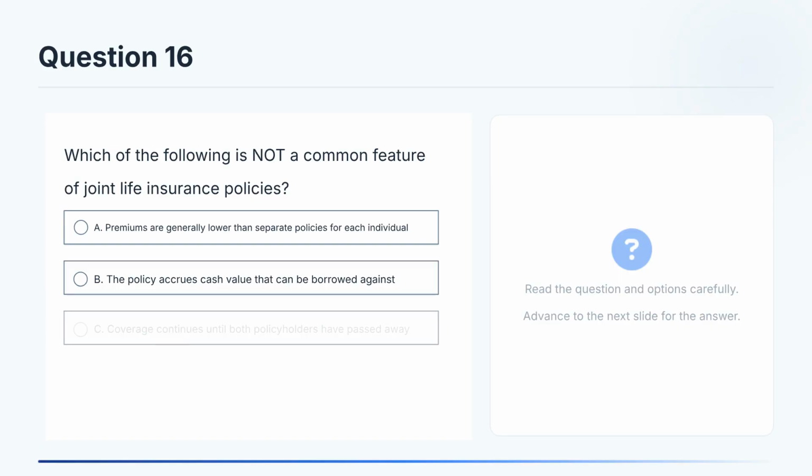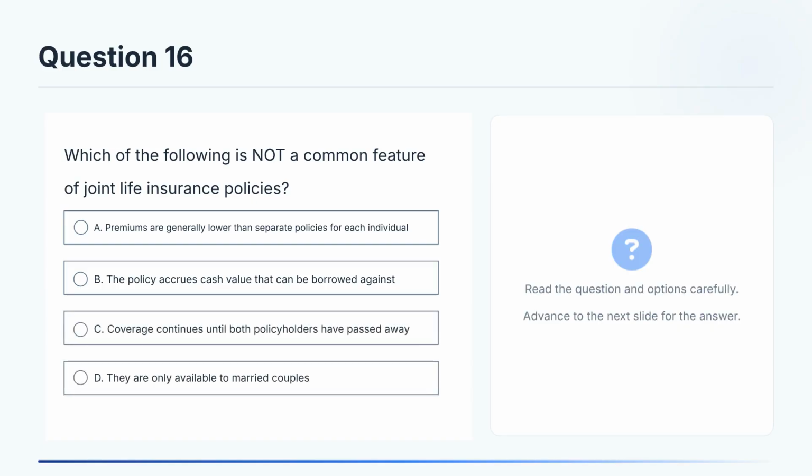Question 16. Which of the following is not a common feature of joint life insurance policies? A. Premiums are generally lower than separate policies for each individual. B. The policy accrues cash value that can be borrowed against. C. Coverage continues until both policyholders have passed away. D. They are only available to married couples.